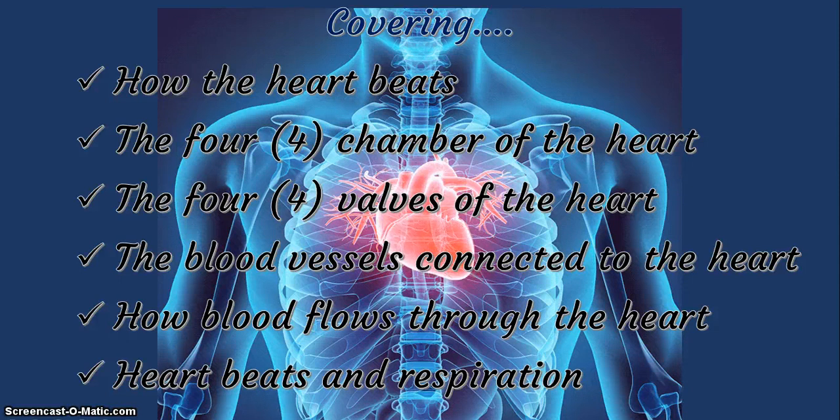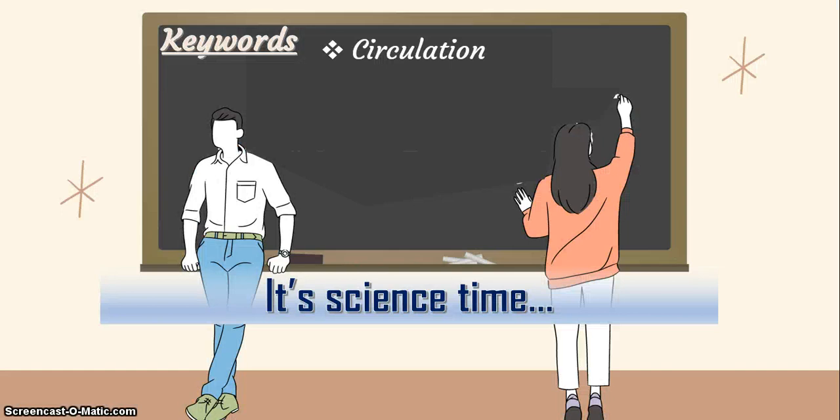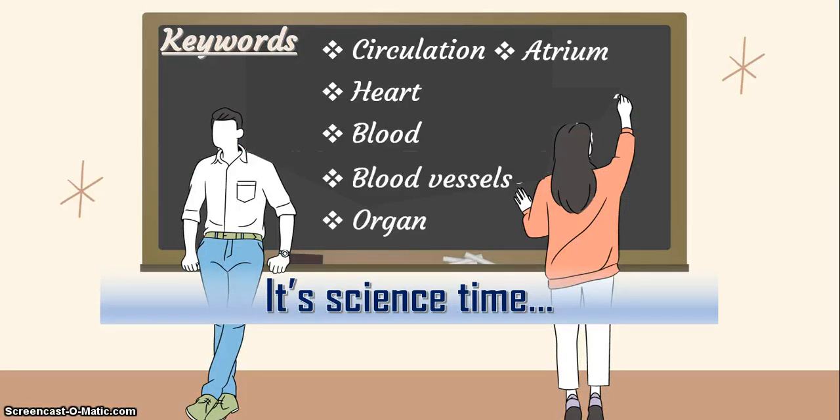Okay, remember the series is about thinking. Try not to memorize anything. Try to see visuals, see the pictures as we go on. Great. So let's move on. What keywords are we considering in this series? We have the circulation, the heart, the blood vessels, the organs, the atrium, and the ventricle.